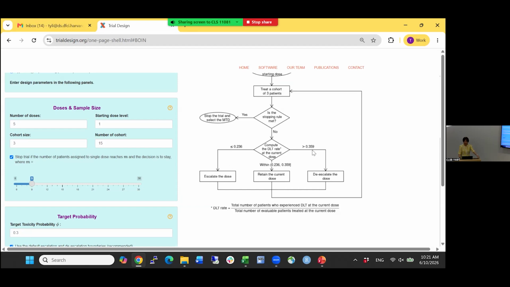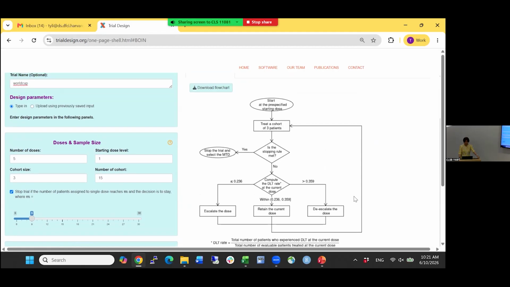If we are higher than the upper bound, then that is bad. This dose is too toxic, and we want to de-escalate the dose. If our DLT rate is between these boundaries, that means we want to evaluate this dose level further. So we will enroll another 3 patients, a new cohort. Then we will repeat the whole process again.